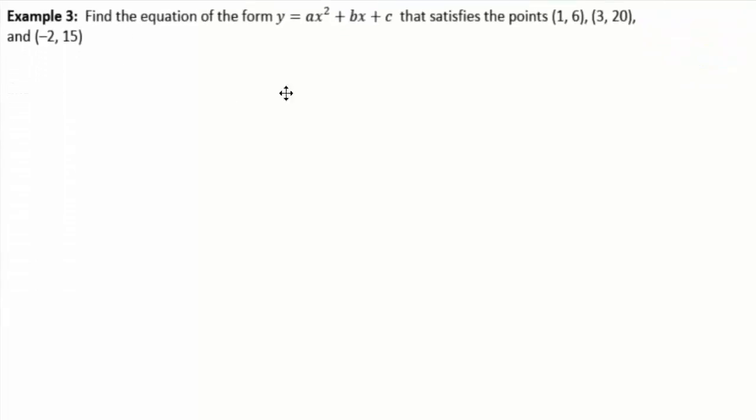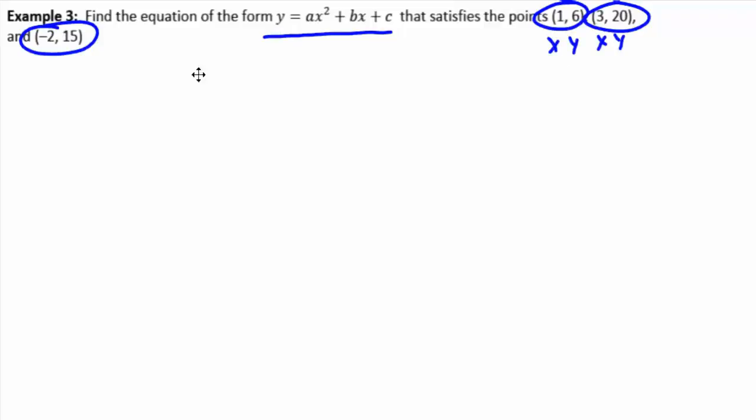All right, last example here, and this one's a little different. They want us to write the equation of a parabola that goes through these 3 points. It seems like it has nothing to do with what we're doing, but it actually does, because these points are x, y, x, y, x, y. So we can write this equation 3 times using 3 different x's and y's.